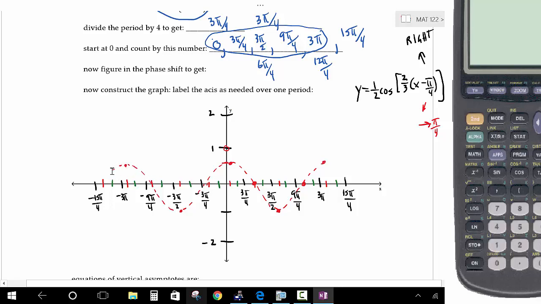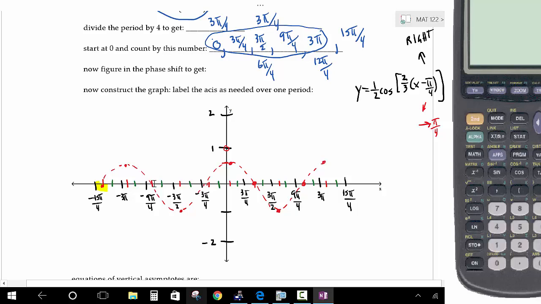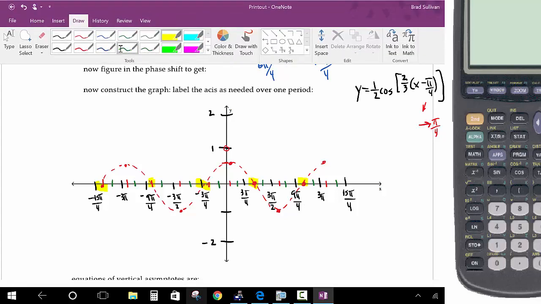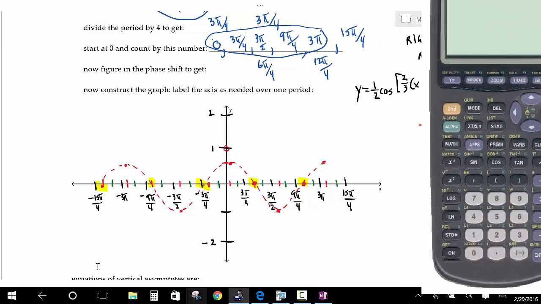So see, with a little practice, you can do this all in one step in your head. Now what I'm going to do is locate all of the asymptotes. The asymptotes always occur at the midpoint. If we had a vertical translation, like if we moved this up 1, it wouldn't change where those midpoints are. So you're going to end up having asymptotes always where those midpoints are. So we're going to do a sketch of this now, locate our vertical asymptotes, put those in, and then we'll be ready to sketch, find the asymptotes, and we're done.